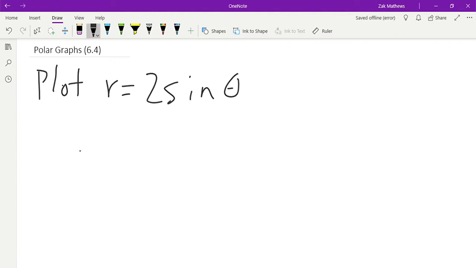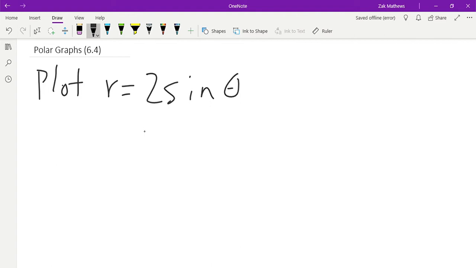So for 6.4, all I really expect you to be able to do is to take an equation, something like r equals 2 sine theta, create a little r theta table for that, or really theta r table, and then plot those points. Now to get the exact curve or the exact figure, I have no problem if you use your graphing calculators to help you with these.